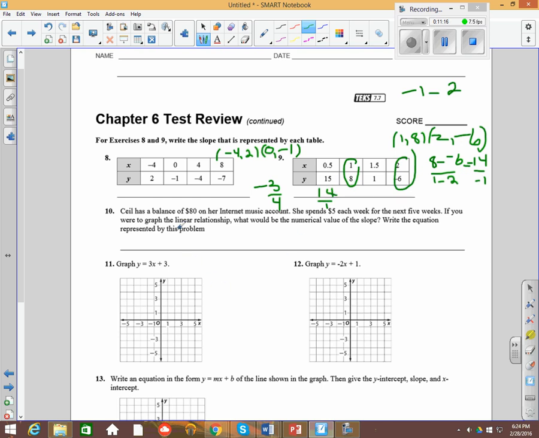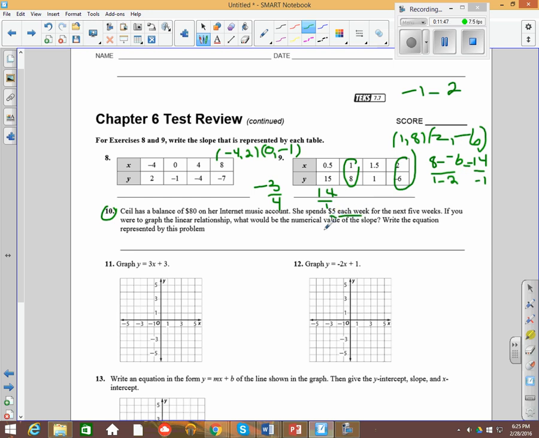So now look at number 10. Cecilia has a balance of $80 on her internet music account. She spends $5 each week for the next 5 weeks. If you were to graph the linear relationship, what would be the numerical value of the slope? Write the equation represented by the problem. So what do we see? The slope is what? Right, it is $5 because it says each week.